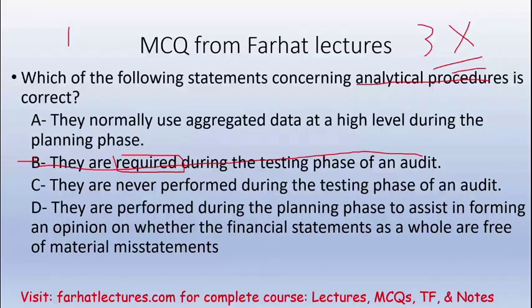They are never performed during the testing phase. So let's look for those never, must words. They are never performed. No, they can be performed. They're optional. B and C are out immediately. So during the testing phase, you can use them as an optional step. If you know that much, you're down to 50-50.